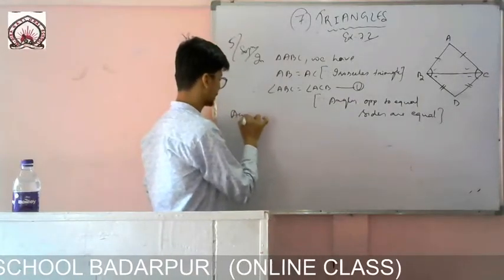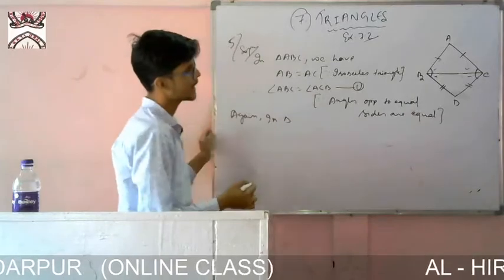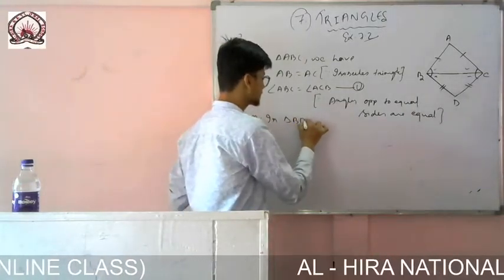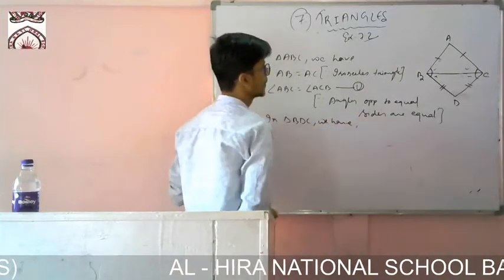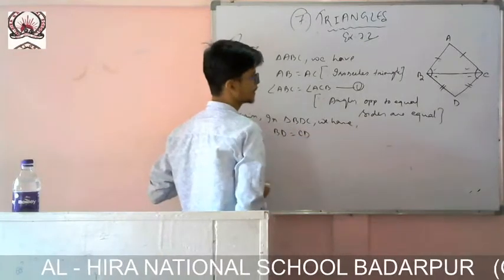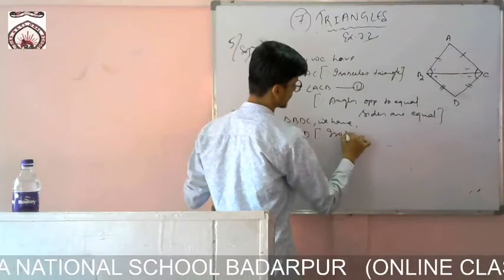Again, in triangle BDC, we have BD is equal to CD. BD is equal to CD since isosceles triangle.